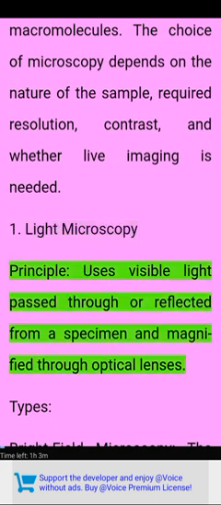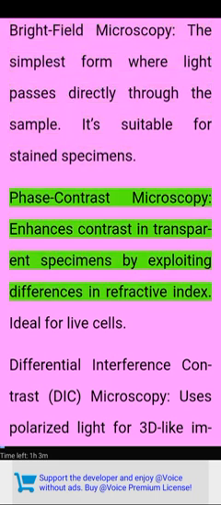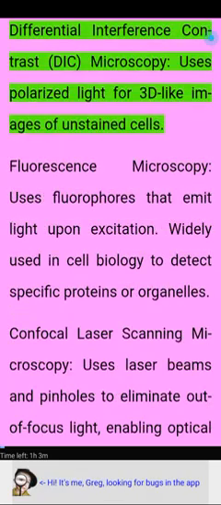1. Light microscopy. Principle: uses visible light passed through or reflected from a specimen and magnified through optical lenses. Types: bright field microscopy, the simplest form where light passes directly through the sample. It's suitable for stained specimens. Phase contrast microscopy enhances contrast in transparent specimens by exploiting differences in refractive index. Ideal for live cells. Differential interference contrast (DIC) microscopy uses polarized light for 3D-like images of unstained cells.